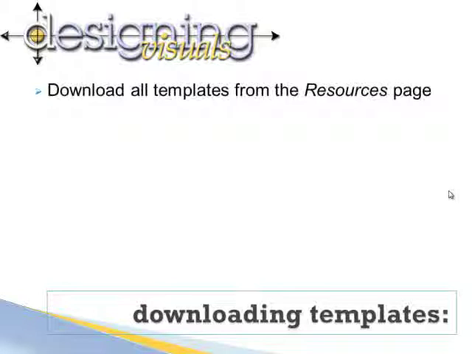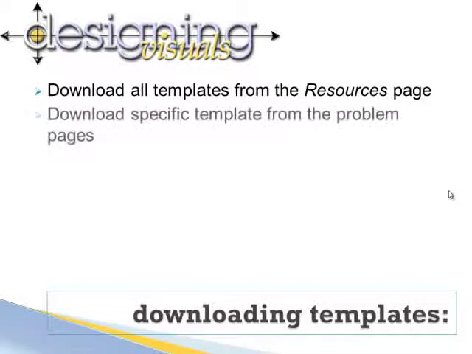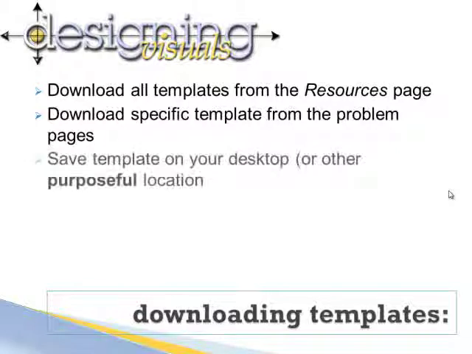So the first thing we want to do is download the templates, and the templates are available on the resources page of the Designing Visuals website. You can download the specific templates from each one of the problem pages, or I would recommend you download the entire zip archive so you have it all in one spot, and we'll do that today. Save the templates on your desktop or some other purposeful location. Decide where you're going to be working from.